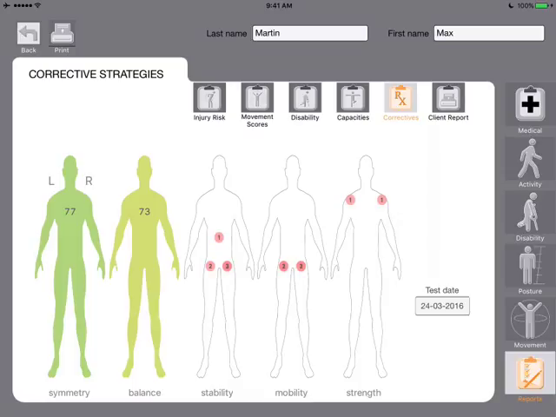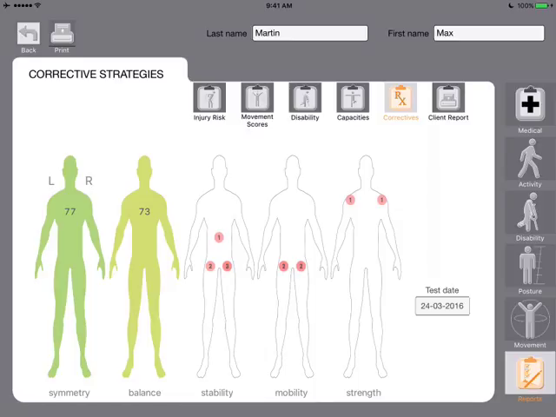Now, we only highlight the worst three areas, but we also have cutoffs for the scores. At number 1, you will see the worst joint complex that requires that capacity. So for example, for stability, we see that this client needs core stability more than anything else. Then they need hip stability, and you can see that we have a 2 and a 3, so they're ranked in order.